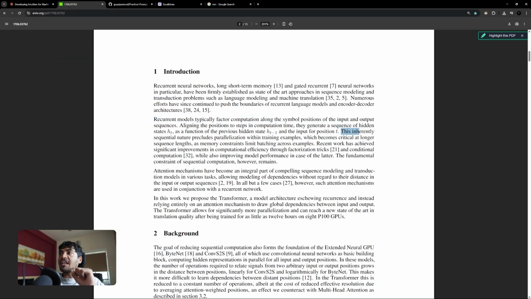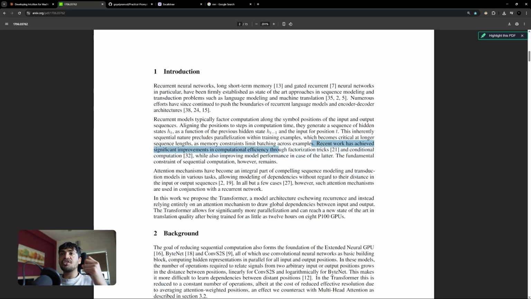So they have mentioned that this inherently sequential nature precludes parallelization within training examples, which becomes critical at longer sequence lengths as memory constraints limit batching across examples. So what they are basically trying to say is whenever you train an RNN, you have to input the data one by one by one. So you cannot parallelize it. Let's say I have 100,000 tokens, I have to send one token after the other. But imagine if we are able to parallelize it. What if we are able to send all those 100,000 tokens at once? That is the main problem they were trying to solve, to parallelize the whole computation.